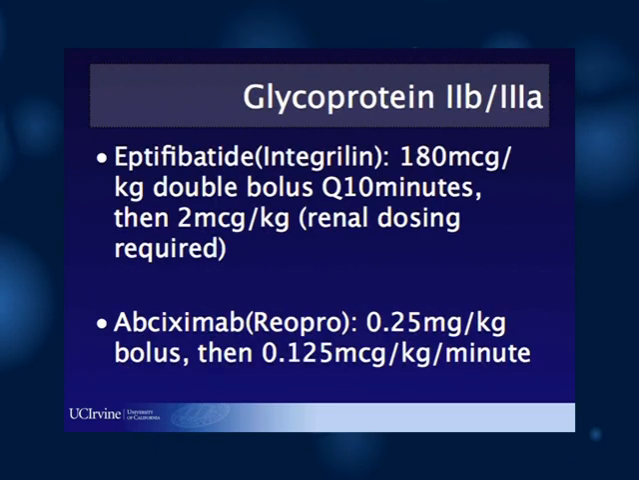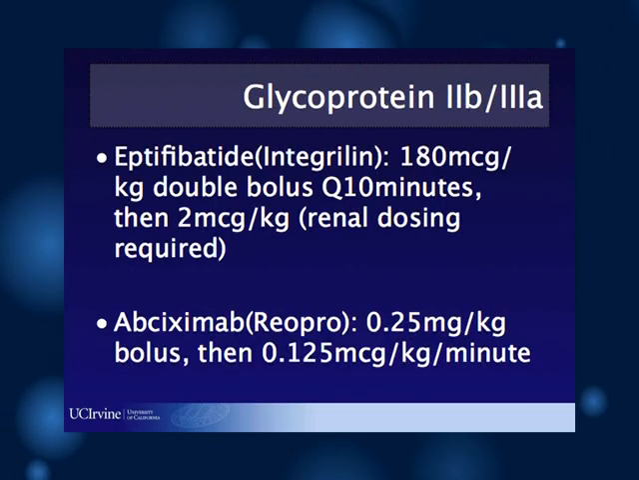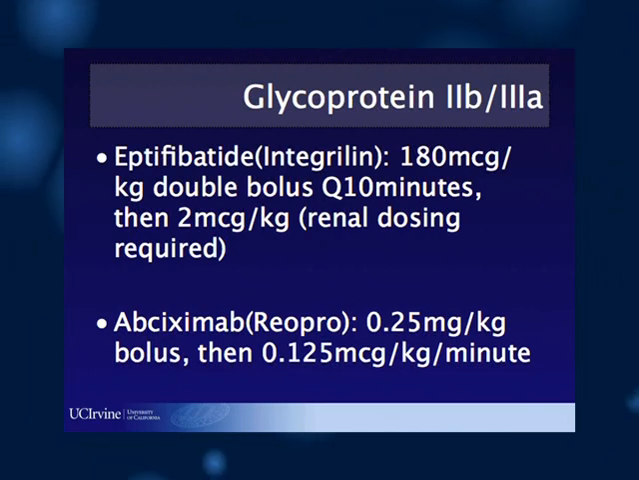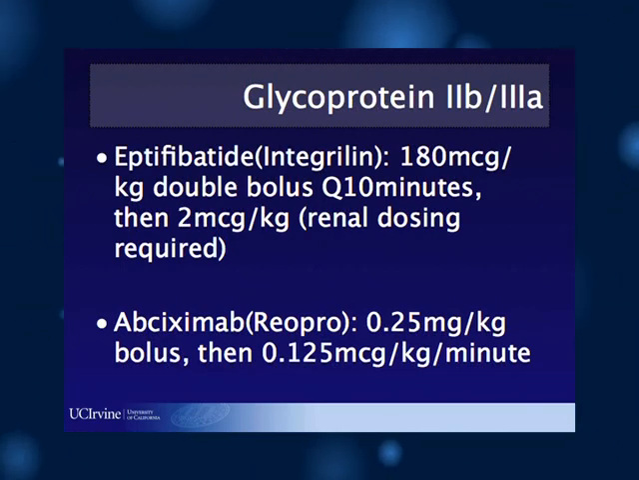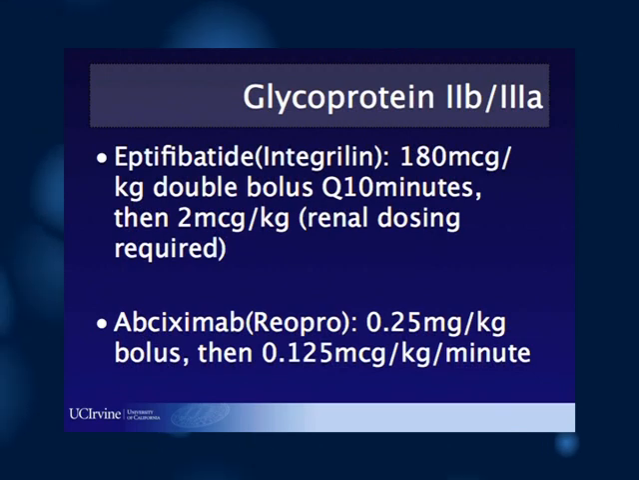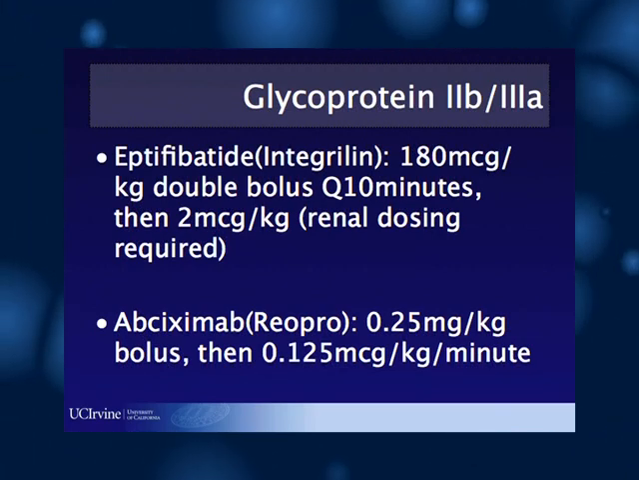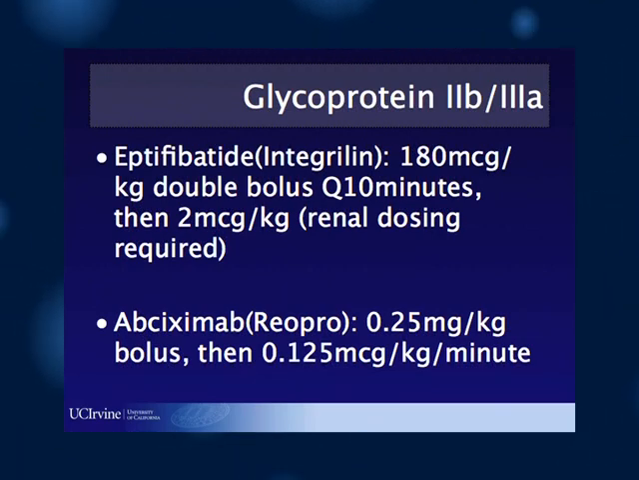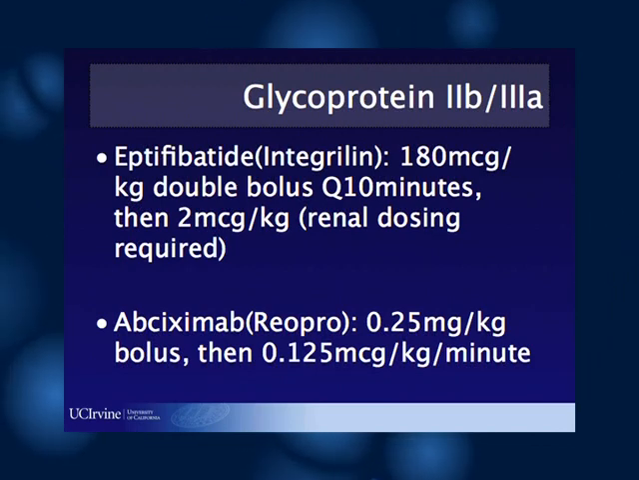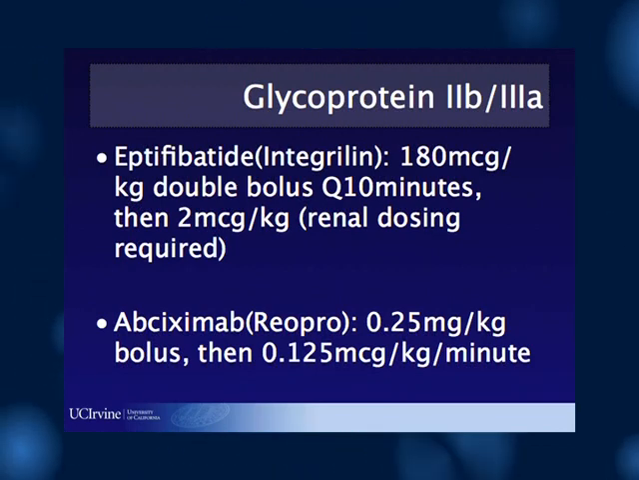Antiplatelet agents used for PCI most commonly are those of Integrilin or ReoPro. Eptifibatide, also known as Integrilin, is given in the dosage indicated. And for acute ST elevation myocardial infarction, the preferred glycoprotein 2b/3a inhibitor is abciximab, also known as ReoPro, again administered in the dose shown on the screen.